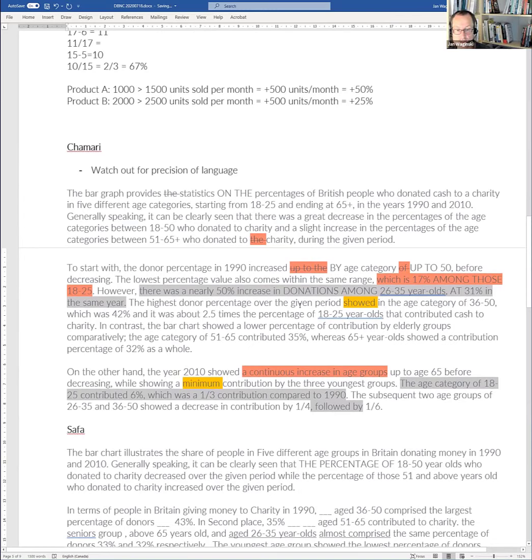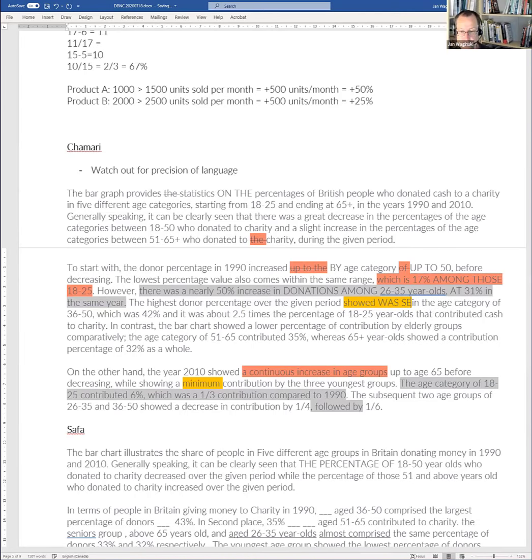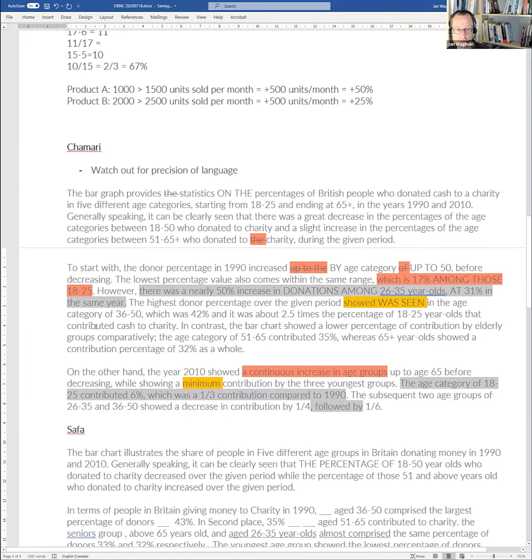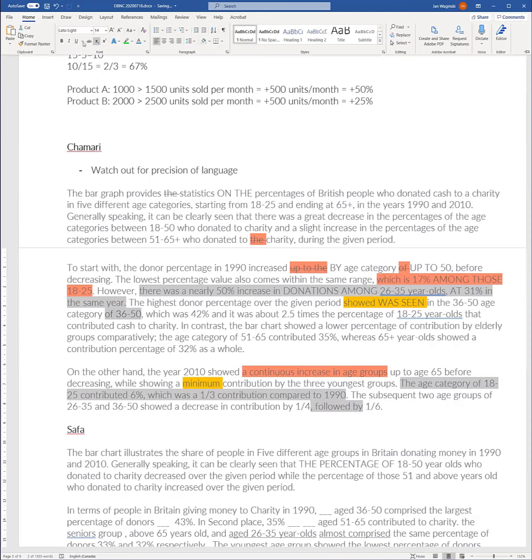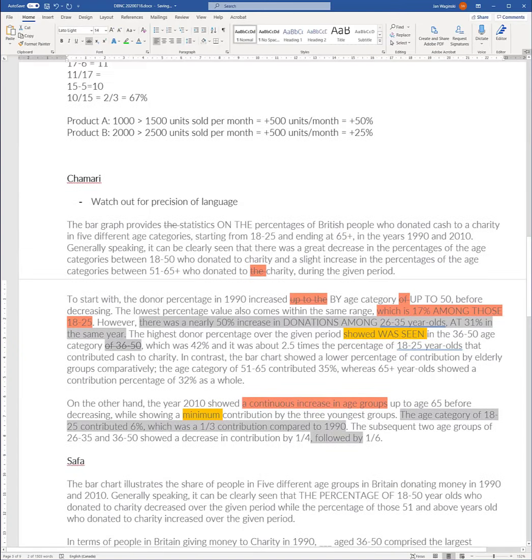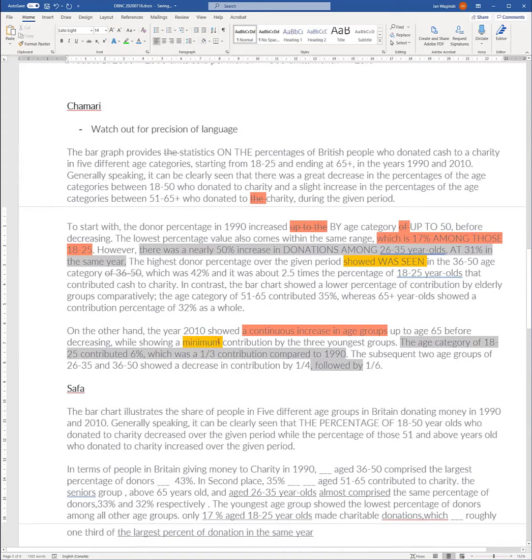The highest donor percentage over the given period was seen in the age category of 36 to 50. That's a little bit awkward. We want to say in the 36 to 50 age category. See, stuff like this too.